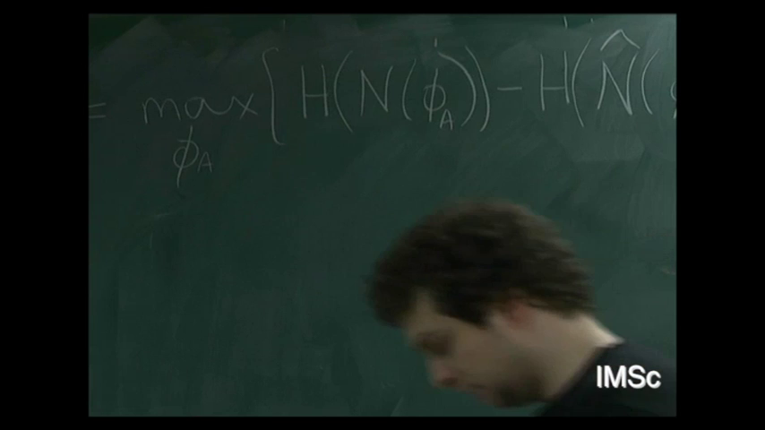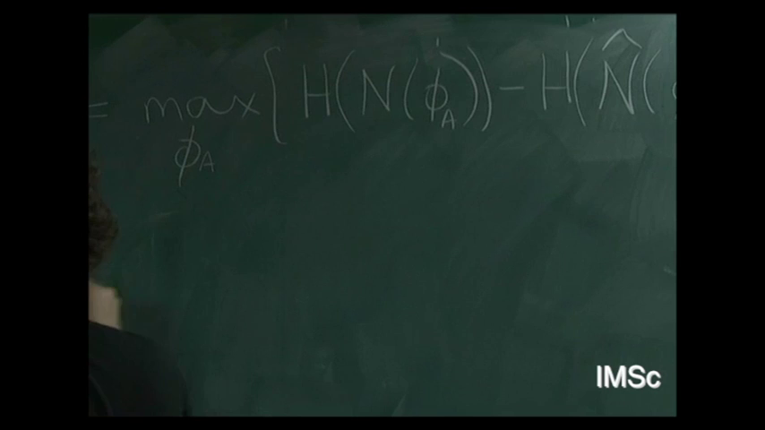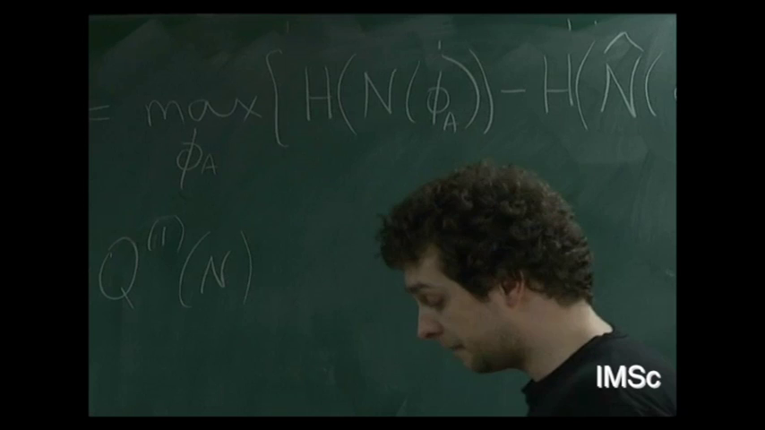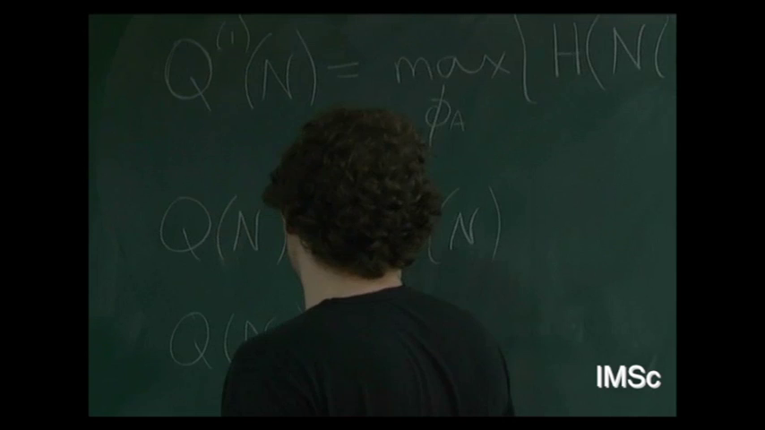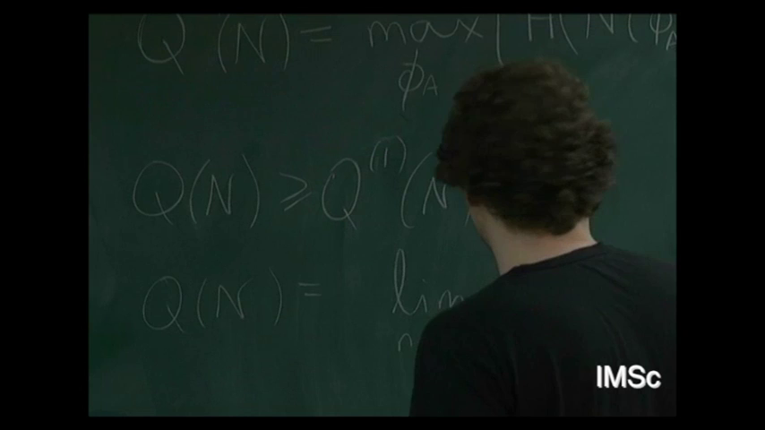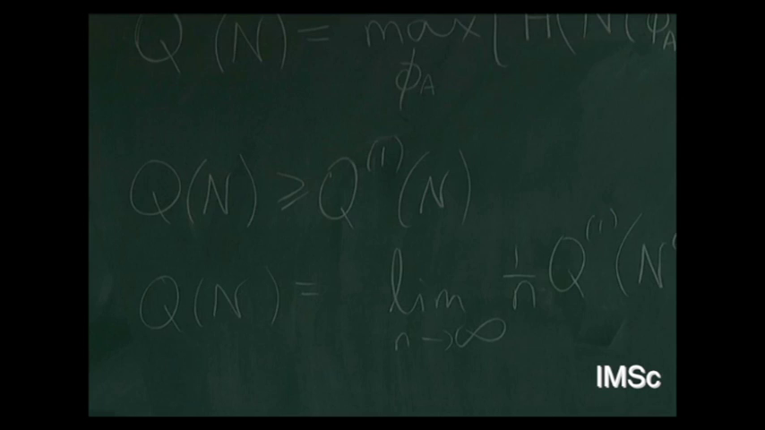So we know, and you can prove, that this gives us a lower bound for the quantum capacity. And in the same way that we saw yesterday, if we regularize it, the quantum capacity is just the regularization of this quantity Q1. And this is called the coherent information.